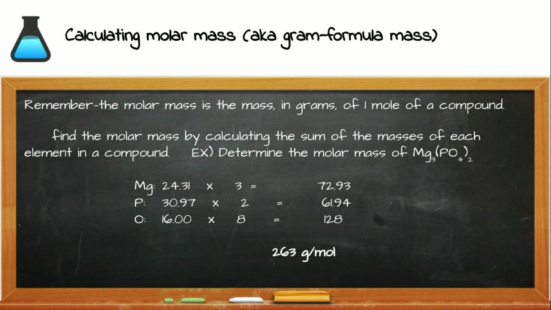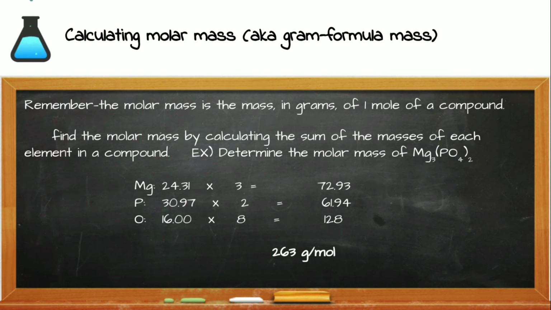The gram formula mass is called the molar mass because it's equal to the mass in grams of 1 mole of a compound. In order to find the gram formula mass, you should find the sum of the masses of each element in the compound. You'll use the subscripts provided in the formula to do so.